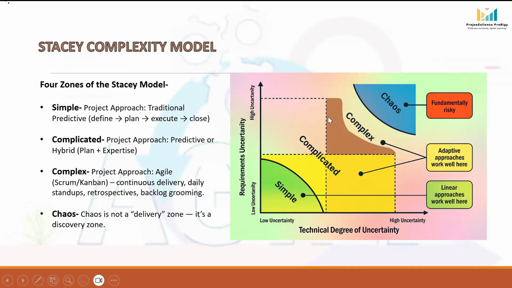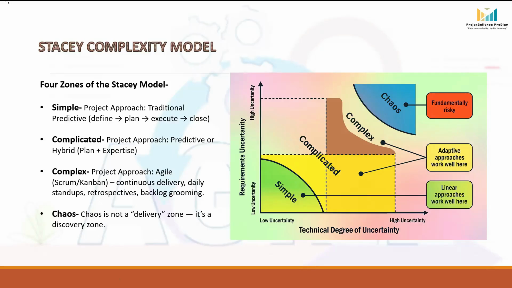On the y-axis, you have high requirements uncertainty. You are not sure what the final product should look like. Requirements are evolving with user input, discovery, or feedback. And stakeholders may change their mindset based on outcomes.